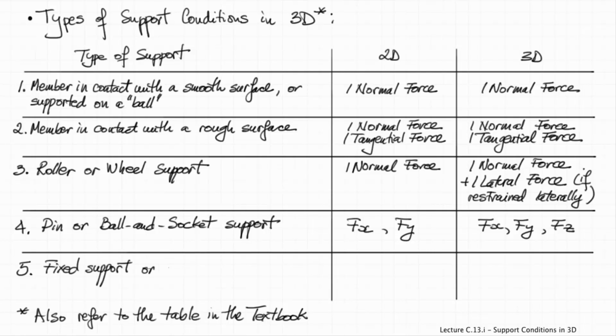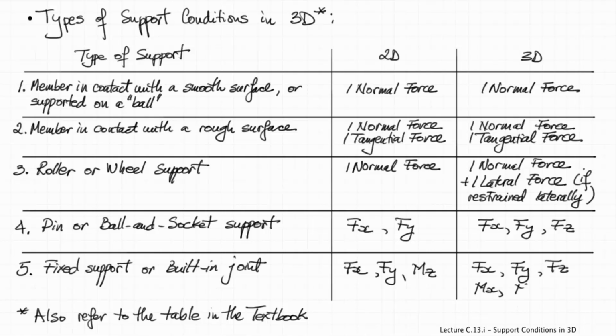Finally, the last example that I would like to give is the fixed support, or also sometimes called a built-in joint. So a fixed support in 2 dimensions does not allow translations in x and y, as well as moments in z. It's the most general case in 3 dimensions, as this type of support would not allow anything. So no translation, no rotations in any of the 3 axes. So you replace this with 3 forces along x, y, and z, and 3 moments around x, y, and z.